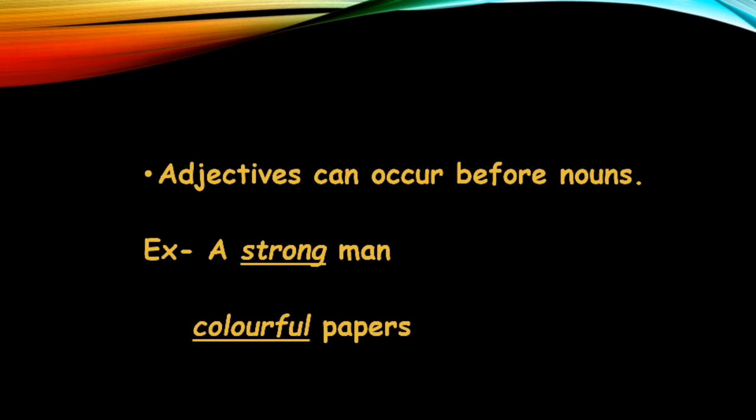Like a strong man. Man is a noun. Man एक noun है, right? एक person noun है. Strong, but वो man कैसा है? Strong. So noun के बारे में जो word बता रहा है, strong, that will be an adjective. In the same way, colorful papers. Papers, again noun, right? And how are they? What kind they are? Colorful. So colorful will be an adjective because the word colorful is telling us about the kind of noun, कि noun कैसा है, आपका papers कैसे हैं, colorful, right? So adjectives can occur before nouns like in these two examples.